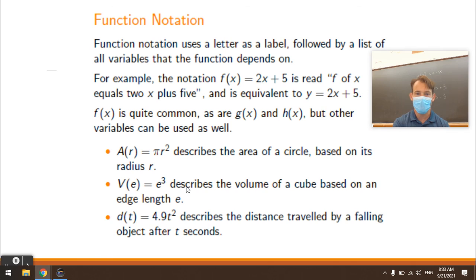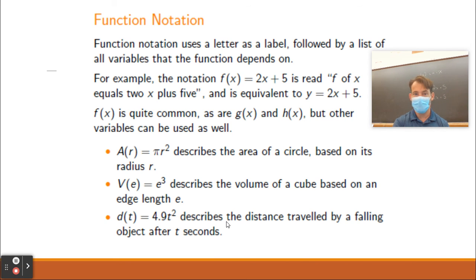So if I have a sugar cube and the edge is e long, then its volume would be a function of that edge length, and I could find that by e cubed. And then d of t, this is distance and this is time. So we'll often use letters that make it easier to read. Distance is a function of time, or d of t is equal to 4.9 times t squared. That describes the distance traveled by a falling object after t seconds. You'll notice that would create a parabola, a quadratic. So these are all different examples of functions that we're going to see.